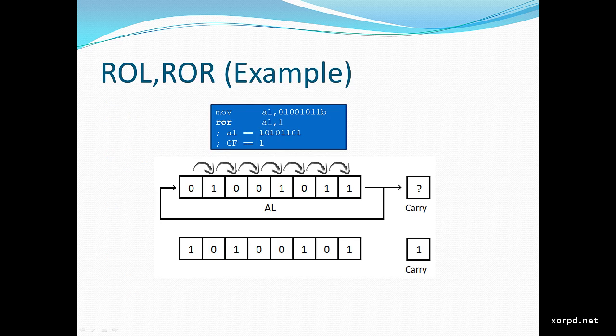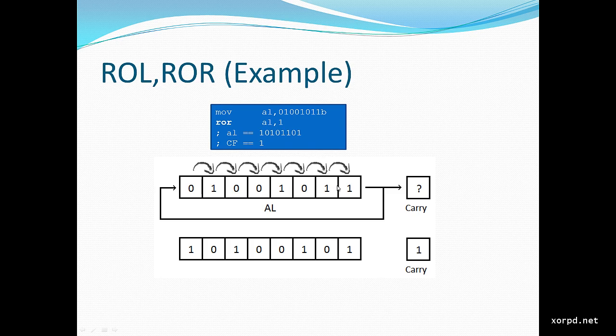Let's look at an example. Here we move this value inside AL, and then we rotate right AL by 1. So what actually happens here? Originally we have this value inside AL, and the rotate right instruction rotates all the bits one slot to the right. So this bit 0 moves right to this new location, and the bit 1 moves here, and so on.